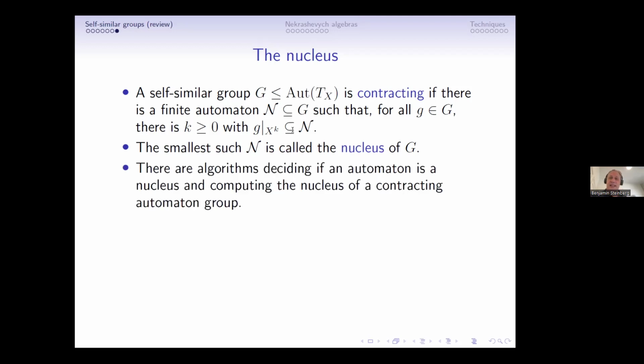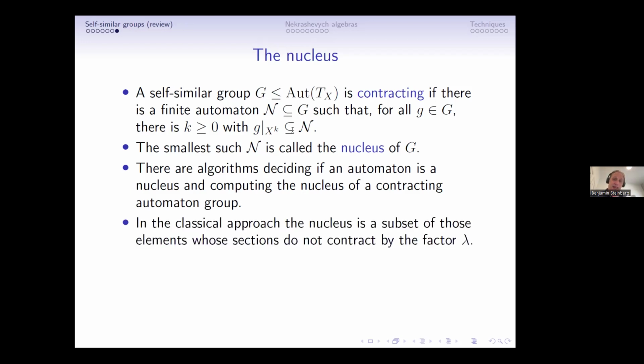In any event, Volodya has in his book algorithms to decide if an automaton is a nucleus, and there's a partial algorithm which, if you have an automaton, will try to find the nucleus, and if your group is contracting, it will eventually find the nucleus, and if your group is not contracting, then it will not halt. And if you go by the classical approach, then the nucleus consists basically of those elements whose sections don't contract, or at least it's a subset of those elements whose sections don't contract by the factor lambda.